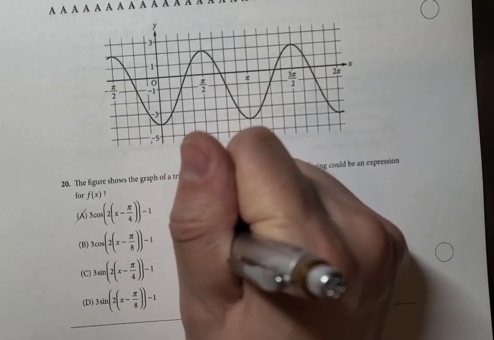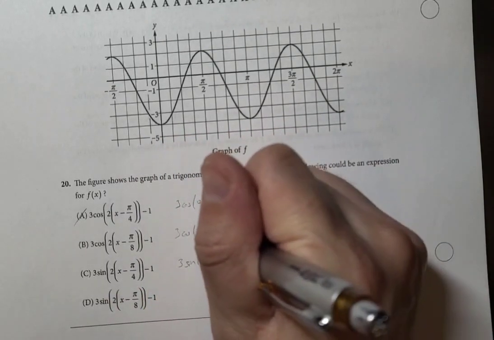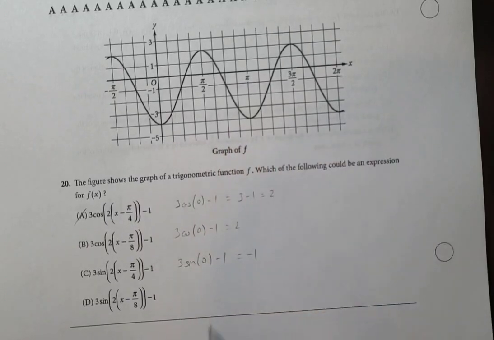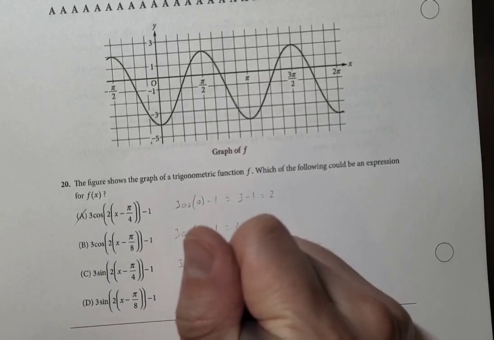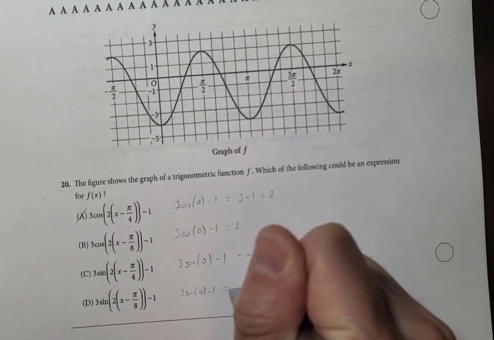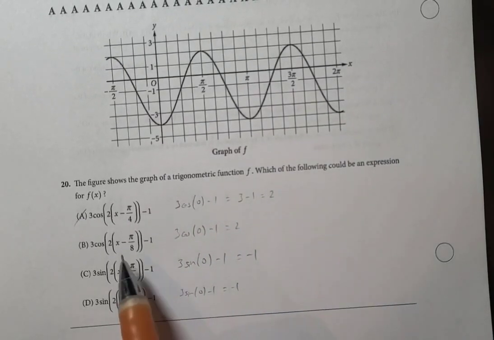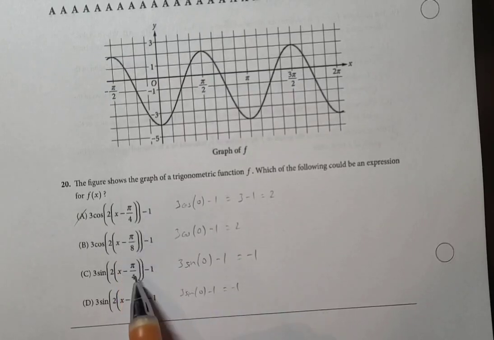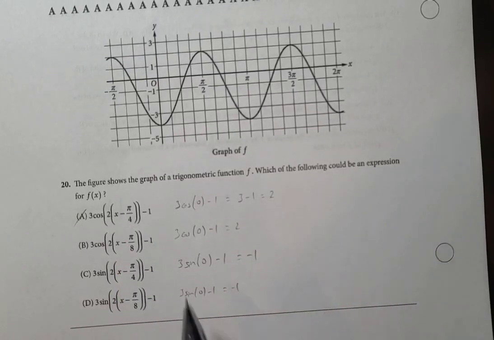So it'll be 3 cosine of 0 minus 1, which is again 2, same as up there. And pi over 8 over here will be 3 sine of 0 minus 1, which is negative 1, same as here. Exactly. So that's why I picked those points, pi over 4 for these two and pi over 8 for these two, because it's easy to calculate.